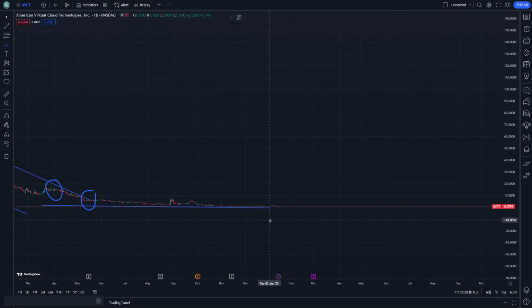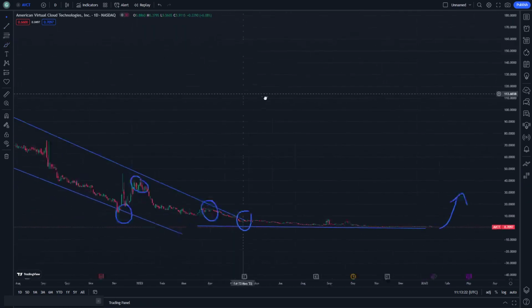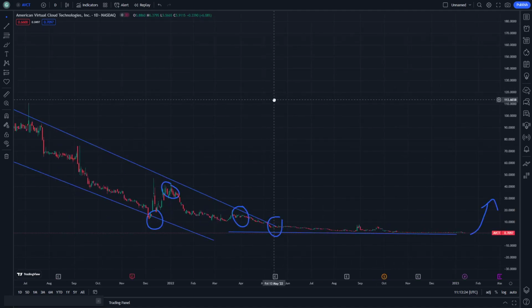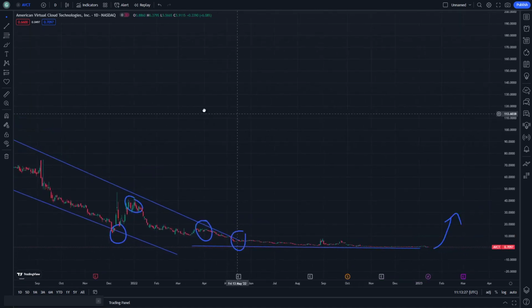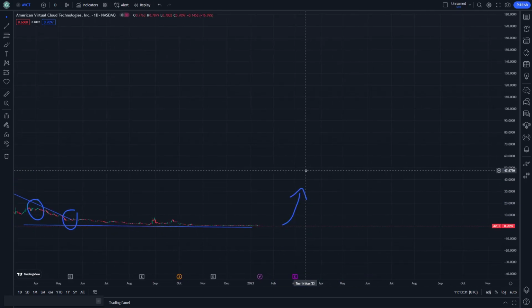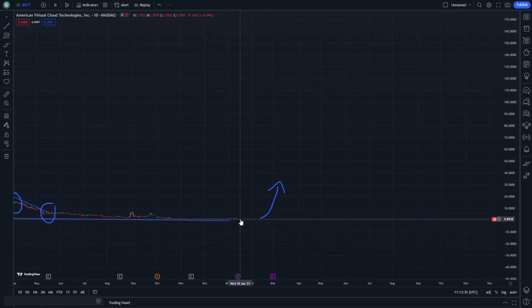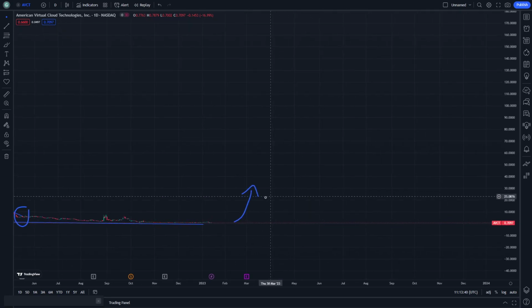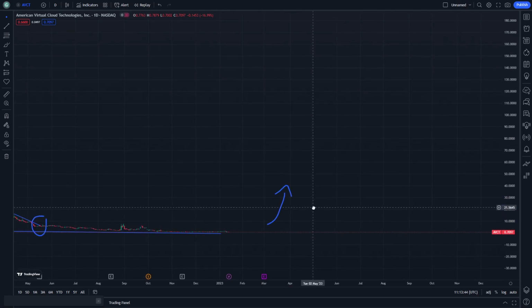We can have an increase after it. Okay, however, American Virtual Cloud Technologies stock is going to be a good stock in the start of 2023. But I think we are now on 16 January and it still does not have any increase in value, or we are not noticing any increase in value.